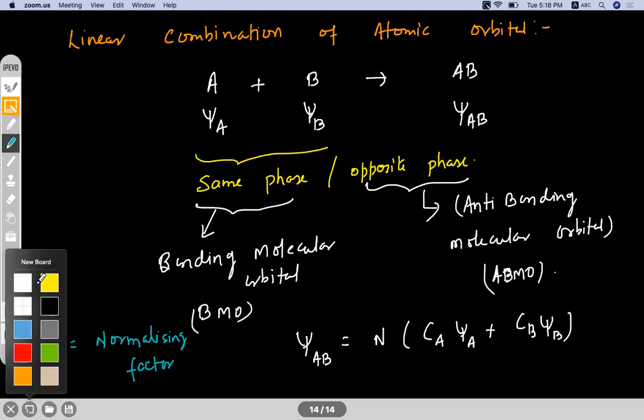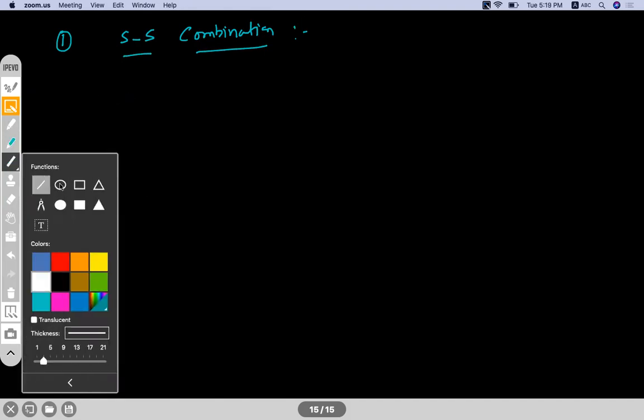Now you see how molecular orbitals form in different combinations. I'm giving you the shapes here. Just write it down. Hardly will you get questions on this. I have seen only one question on the shape. That's why I'm giving it, but it's not much important. When you have an SS combination, there are two possible combinations: one is same phase, the other is opposite phase. Suppose we have two s orbitals.